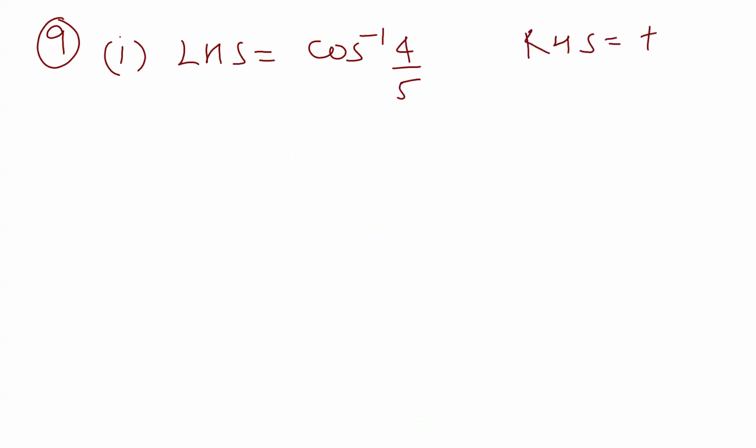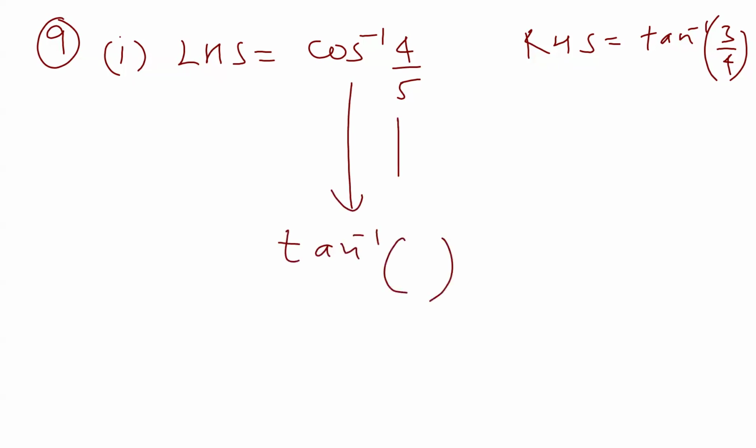First, the LHS is cos inverse of 4 by 5, and the RHS is tan inverse of 3 by 4. I'll give the hints rather than solving. So what you can do is convert this to tan inverse using the triangle method. I hope everybody knows how to use the triangle method now. Second problem, second sub question.